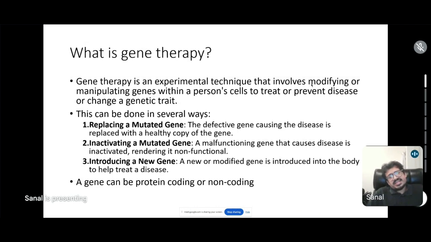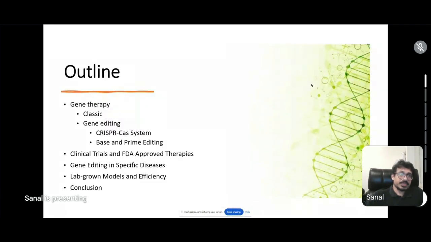So a gene is essentially the storage of genetic information. From that perspective, you don't have to code a protein. So that means gene therapy also involves non-coding genes.